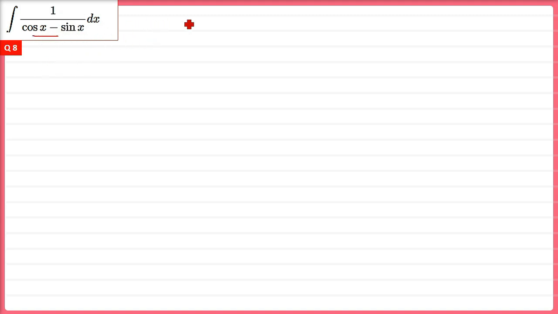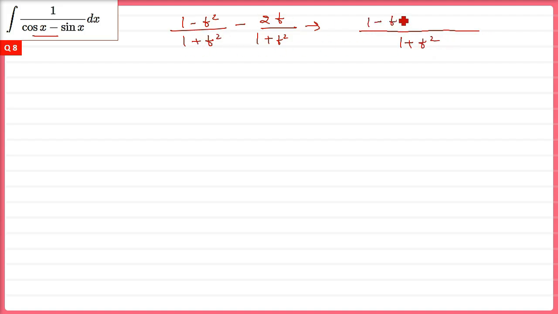We have cos x as (1 minus tan square x by 2) by (1 plus tan square x by 2). I am writing t as tan x by 2, just to show you in an easier way how to simplify this. Minus sin x, in place of sin x I am writing 2 tan x by 2 divided by 1 plus tan square x by 2. So we will take this 1 plus tan square x by 2 as the LCM. So 1 minus tan square x by 2 minus 2 tan x by 2 has come in the numerator.